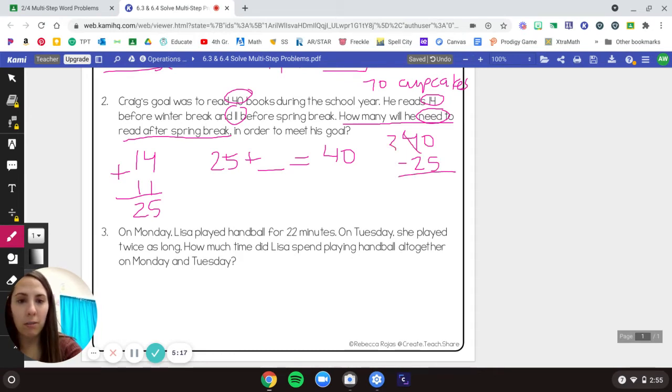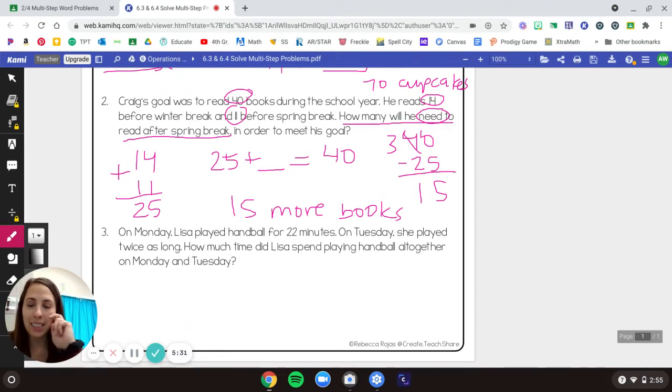So if we add those missing parts, we're really going to subtract 40 minus 25. We need to borrow. 10 minus 5 is 5. 3 minus 2 is 1. So he needs to read 15 more books or 15 books. Nice. All right, the last one.